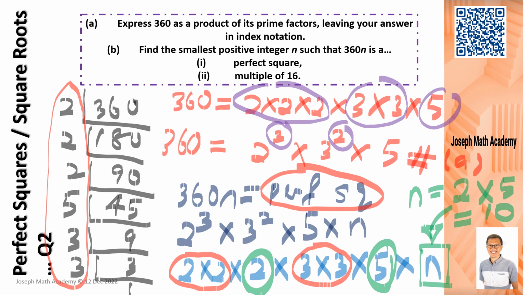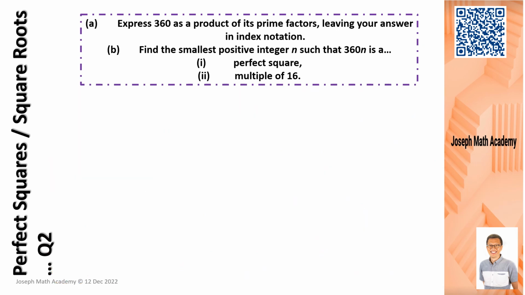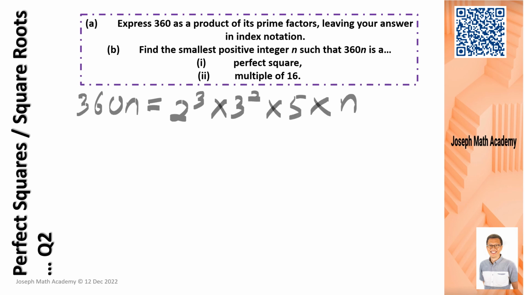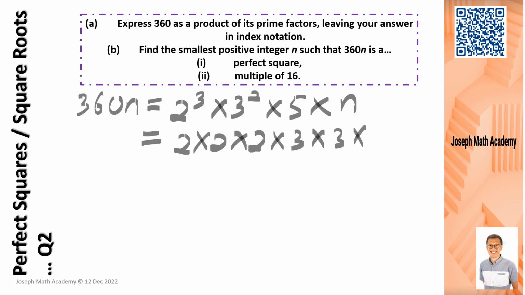Now, to do part 2, we have to borrow the 360n again. Let me rewrite that expression. 360n is this expression here, the one that we did in our previous example: 2 cubed times 3 squared times 5 times n. Rewriting this clearly, I'm going to expand it so it becomes easier to visualize.